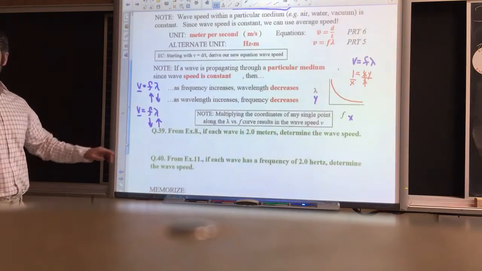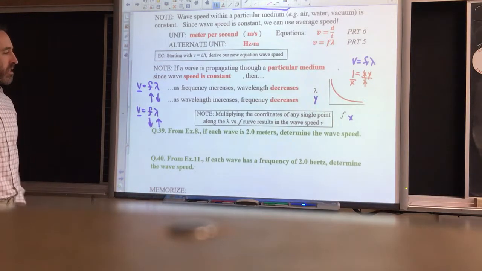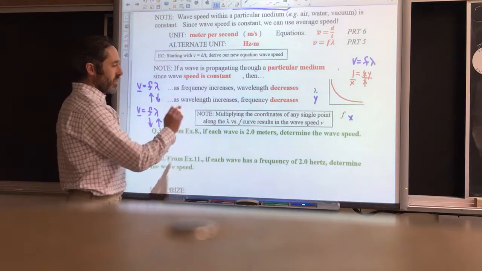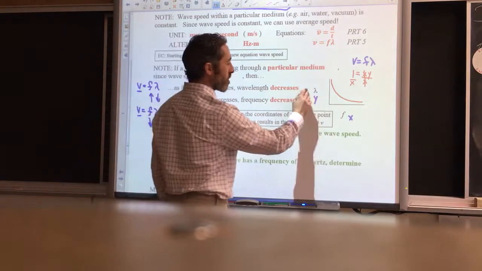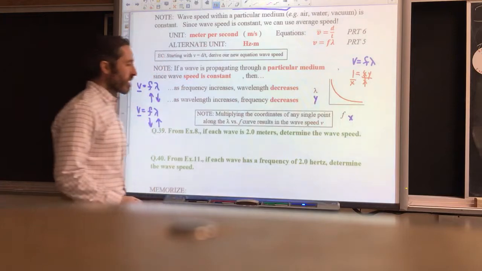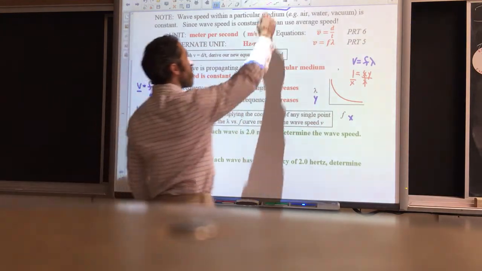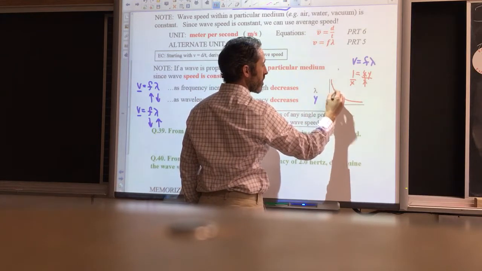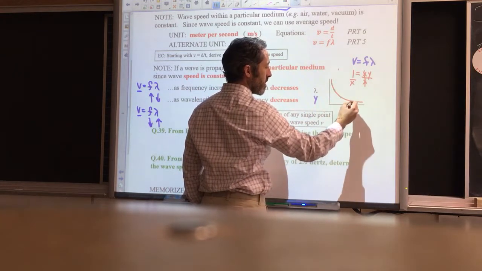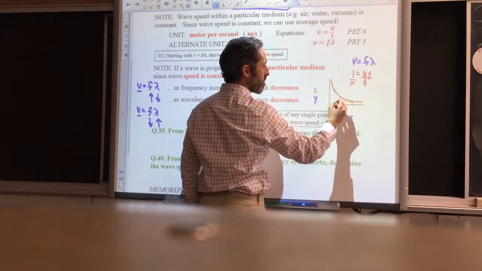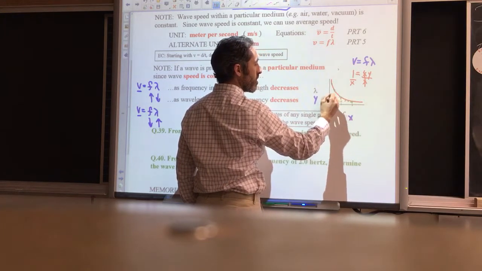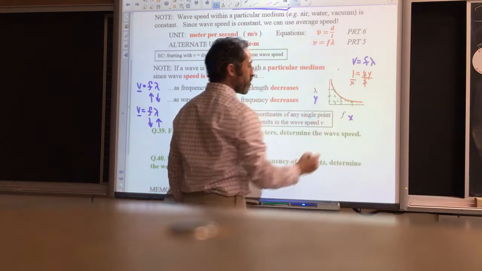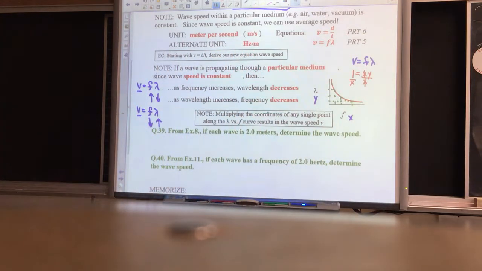A warning, not that you probably need it because nobody seems to like Dr. Sarf anyway. But if you are multiplying the coordinates here, frequency times wavelength, you can pick a singular point, any singular point along this curve. Like here, or here, or here, or here. This has a particular frequency with a particular wavelength. So does this one. So does this one. That product will always equal the wave speed. So if you're ever given a graph and they say, what's the wave speed? Find one point, multiply the coordinates, done.